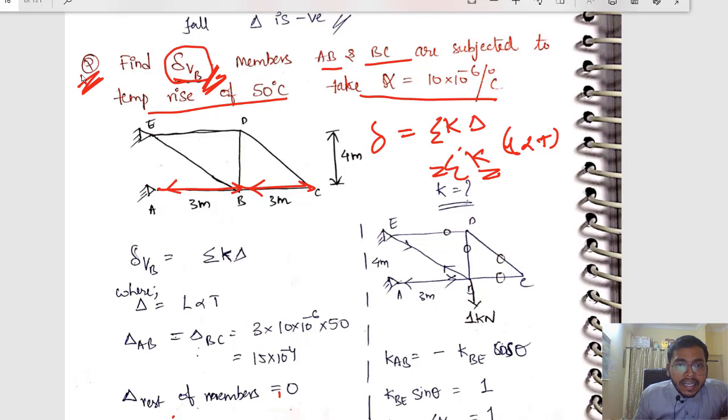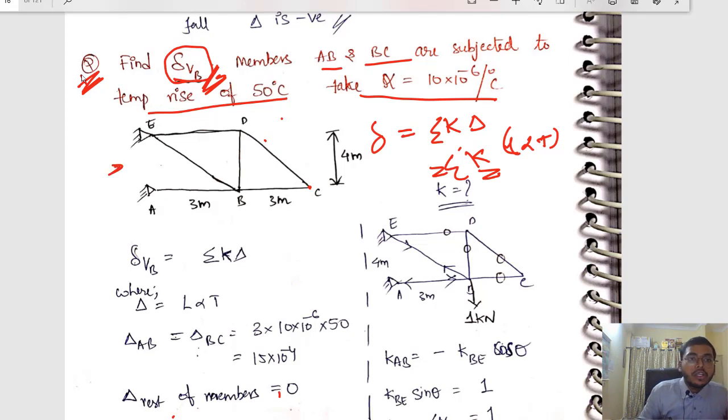As the delta is given only for two members, for the rest of the members your delta value is 0. For these two members delta is L alpha T. So obviously you need not waste your time calculating K values for all the members. You can just calculate K1 and K2 for these two members and do the summation of K delta, K1 delta 1 plus K2 delta 2, and you will get your answer. Now let us solve this. Just give me a second, let me erase this. Please pause the video and do this problem on your own and check your result with my answer.